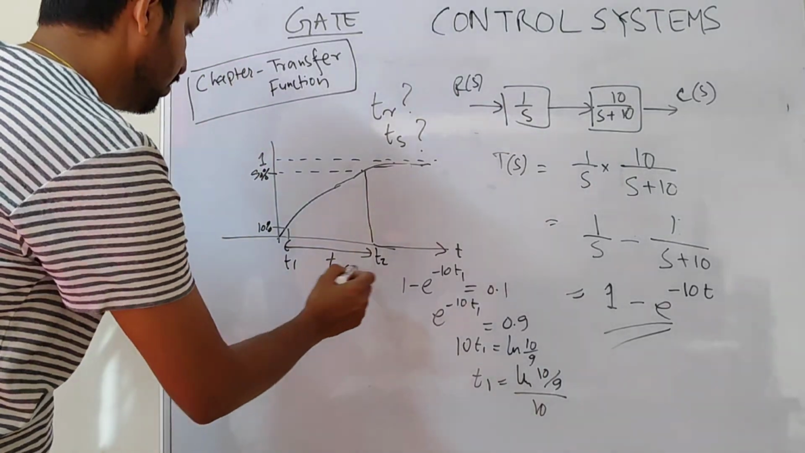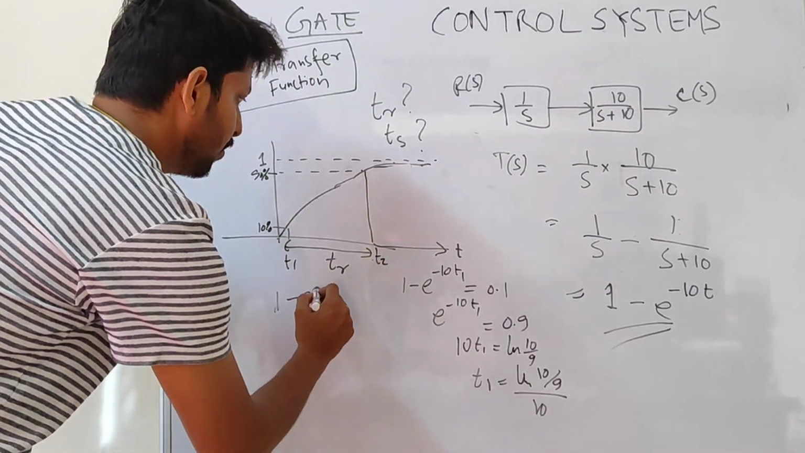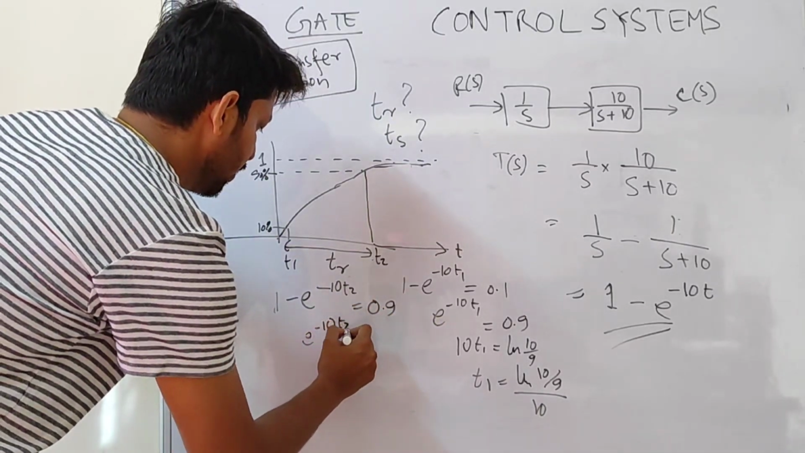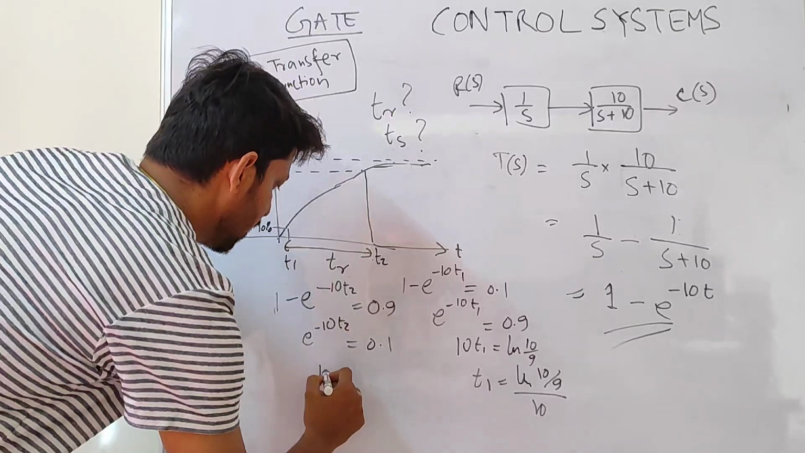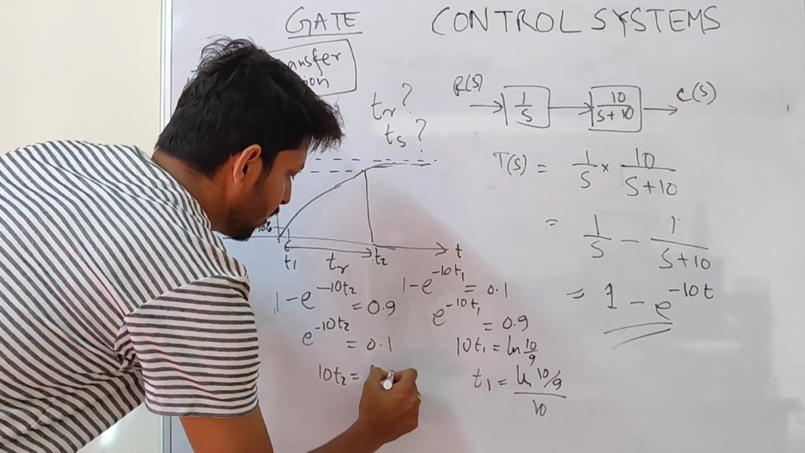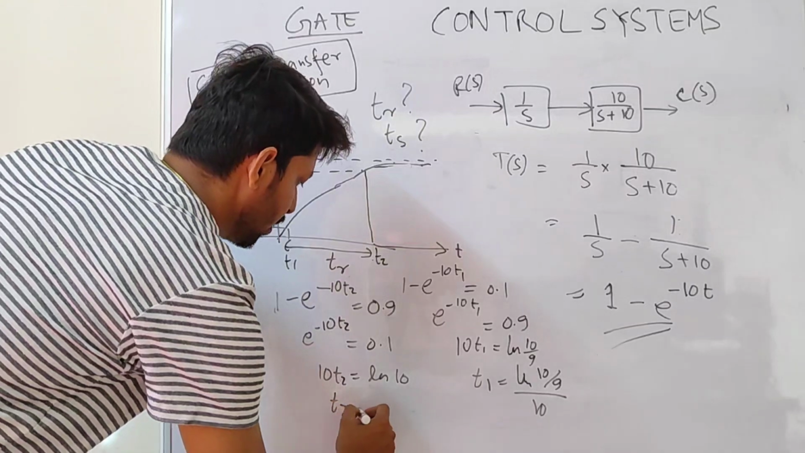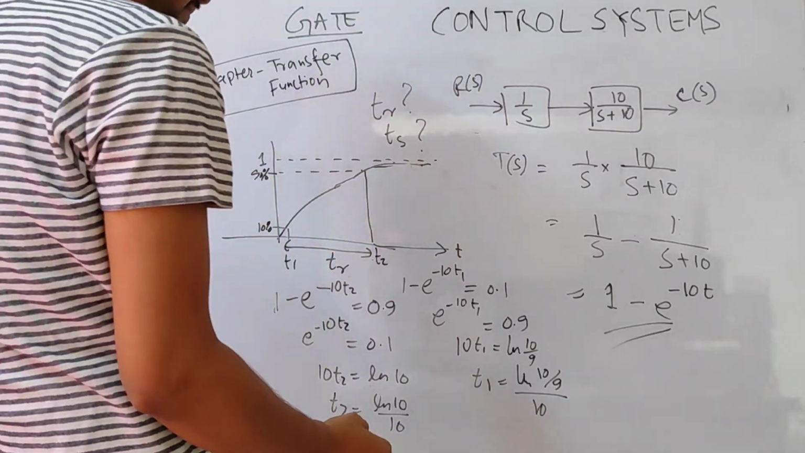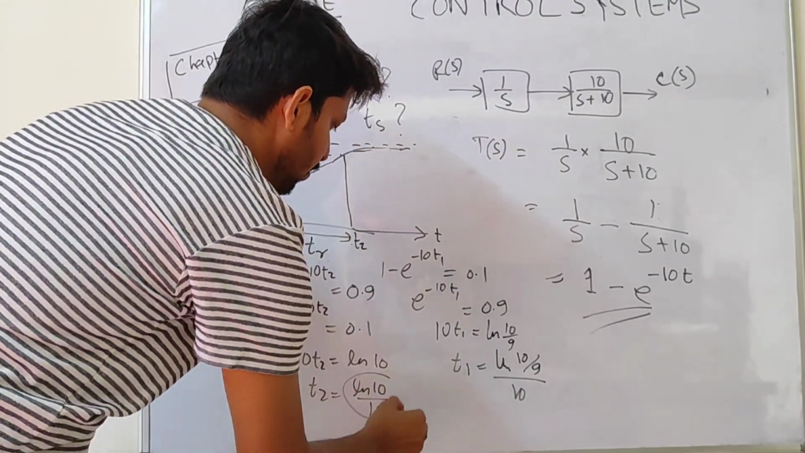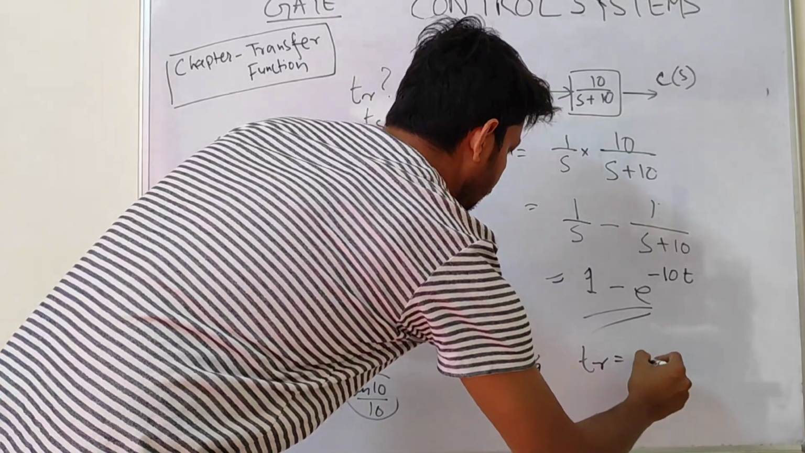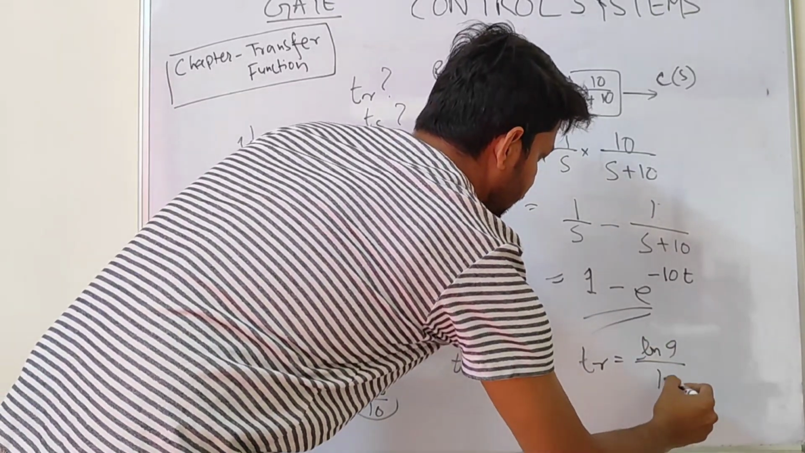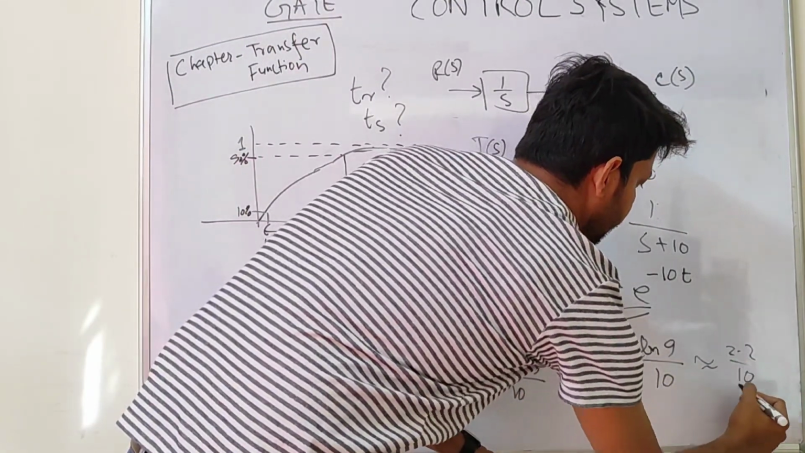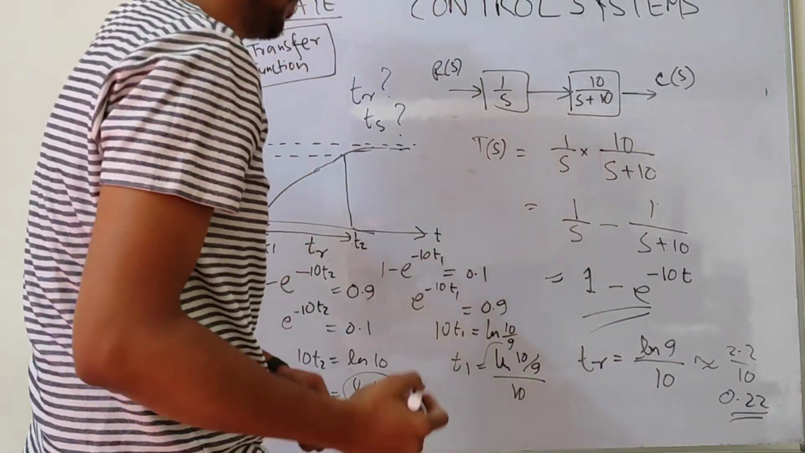What will happen to T2 this time? 1 minus e to the power minus 10 T2 equals 0.9. So e to the power minus 10 T2 would be 0.1, 10 T2 would be ln 10, so T2 is ln 10 by 10. This minus this, you get TR equals ln 9 by 10. So I think this will approximately be 2.2 by 10, it's 0.22. So that's the rise time.